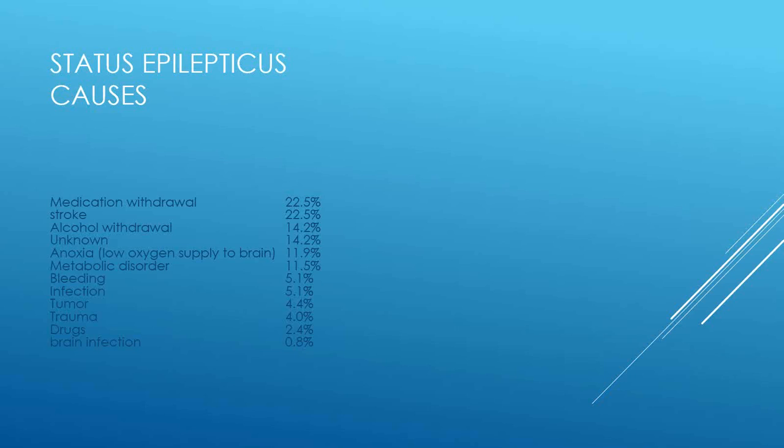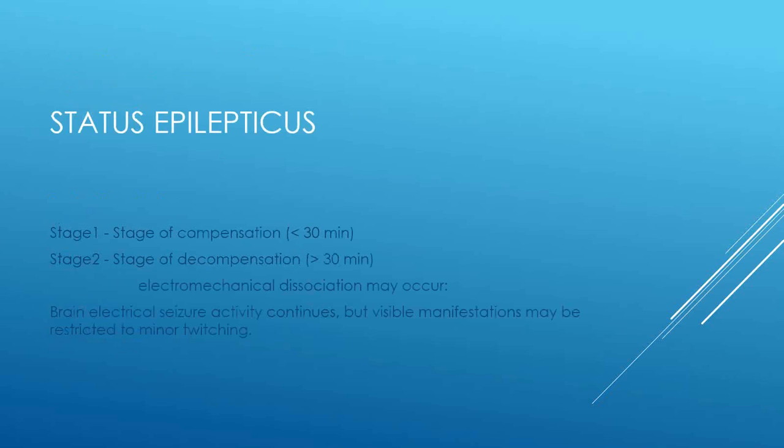Causes of status epilepticus include medication withdrawal, and I wanted to stress that because this is easily modifiable. Then strokes, alcohol withdrawal, low oxygen supply to the brain causing anoxic or hypoxic brain injury, metabolic disorders, and then different infections, tumors, traumas, and drugs. It also depends on the age. In children, it's usually infection. In elderly people, it's usually stroke.